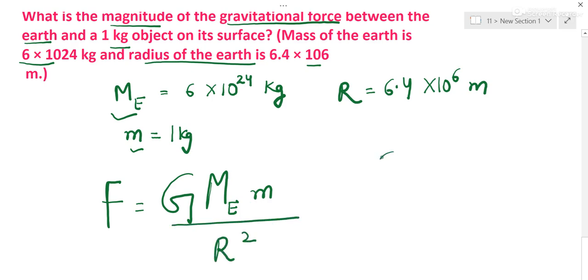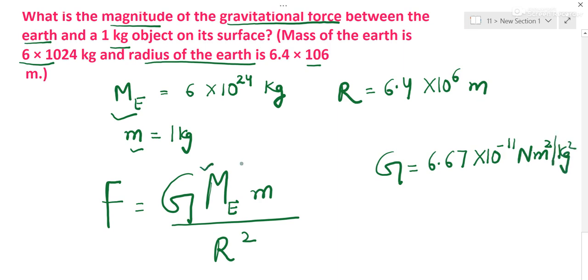So what is the value of capital G? Everyone knows it's 6.67 into 10 to the power minus 11 Newton meter square per kg square. Substitute G here, substitute mass of Earth, substitute mass of object, and distance, and you will be able to calculate force and report in newtons. Solve it and match the answer.